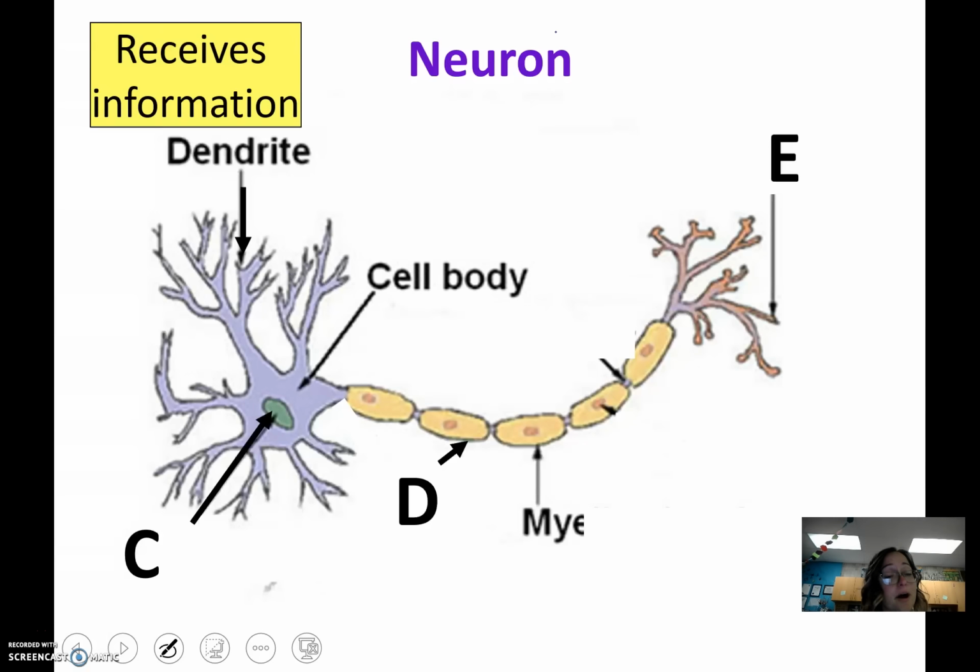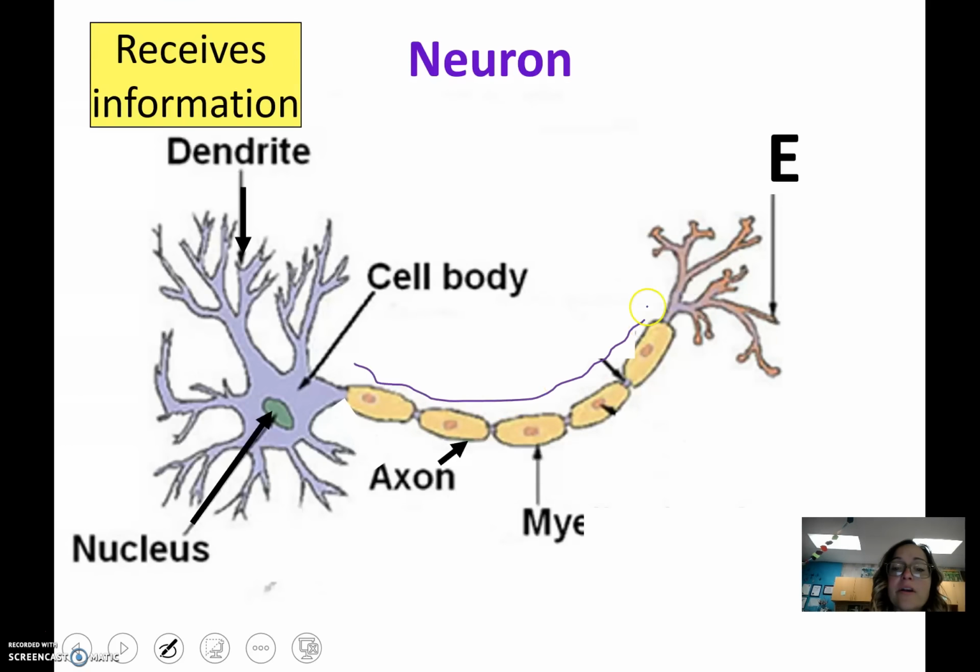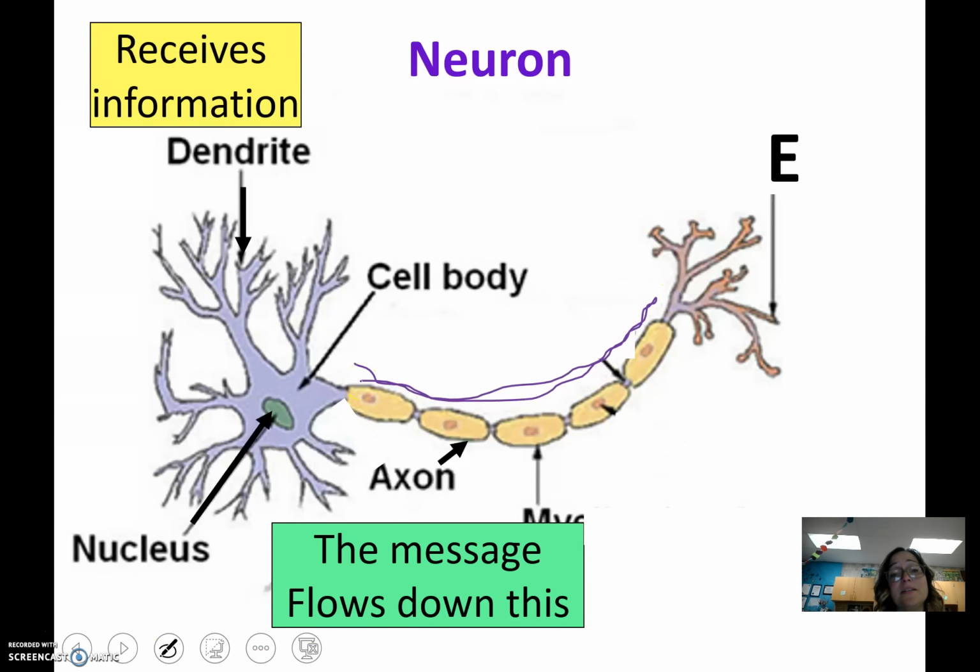Then you have the cell body. This is a cell. So in the cell body, you have the mitochondria, you have the nucleus, you have the Golgi, you have all the parts you would find in your stereotypical animal cell. Then we have what's called the axon. So this whole area here is the axon. And this is where the message flows.